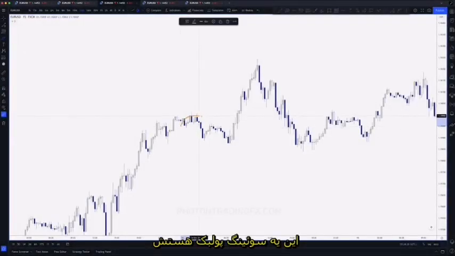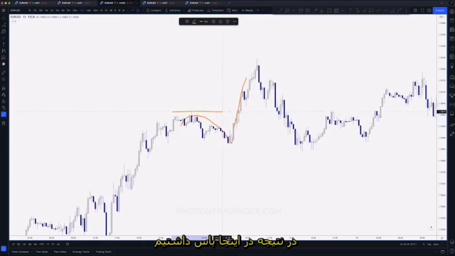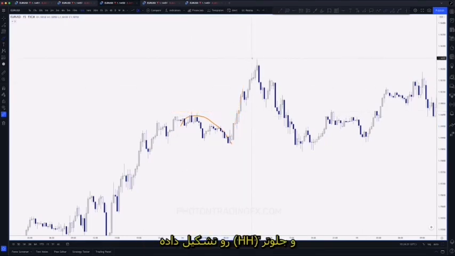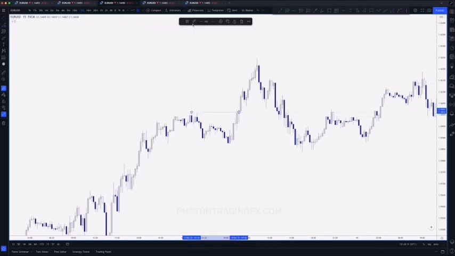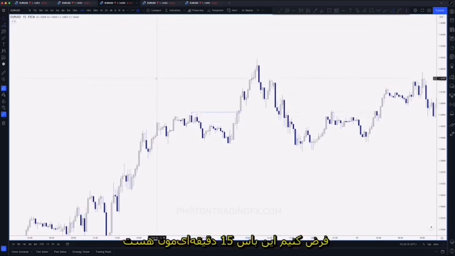Right, this would be a swing pullback. And then we break the swing high, so that would be the break of structure to form a higher high. So let me draw this on super quickly. Okay, so let's say that is our M15 break of structure.